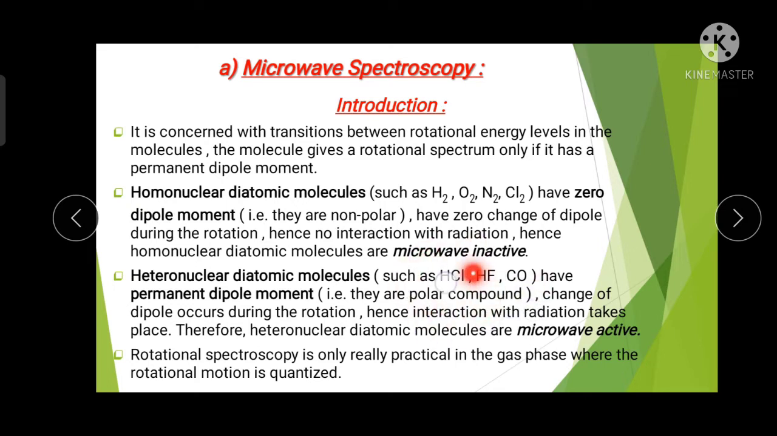So in the case of hydrochloric acid, that is HCl, we have hydrogen and chlorine. They have a permanent dipole moment, that is, they are polar compounds. Polar means if we separate this molecule, we get H plus and Cl minus. Chlorine has a high electronegativity compared to hydrogen, that is, chlorine is more electronegative than hydrogen. So these are all polar compounds, and polar compounds have a permanent dipole moment.